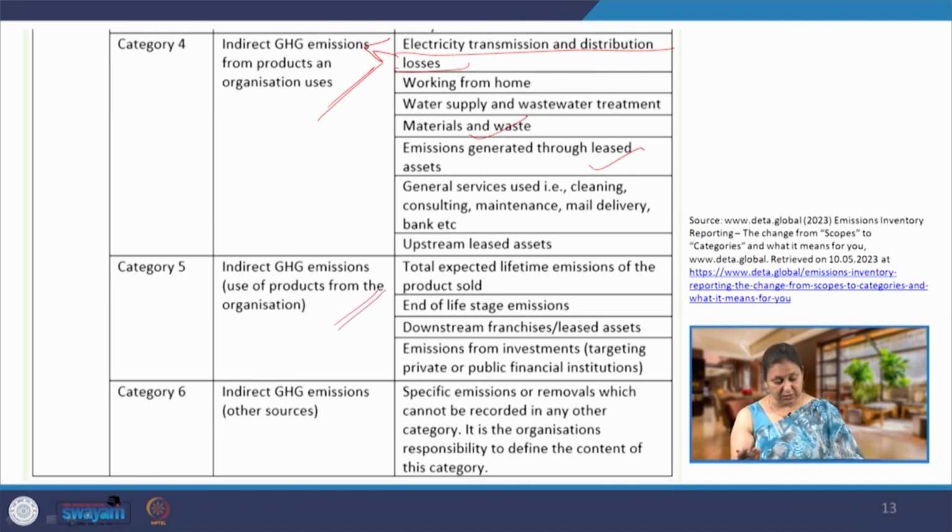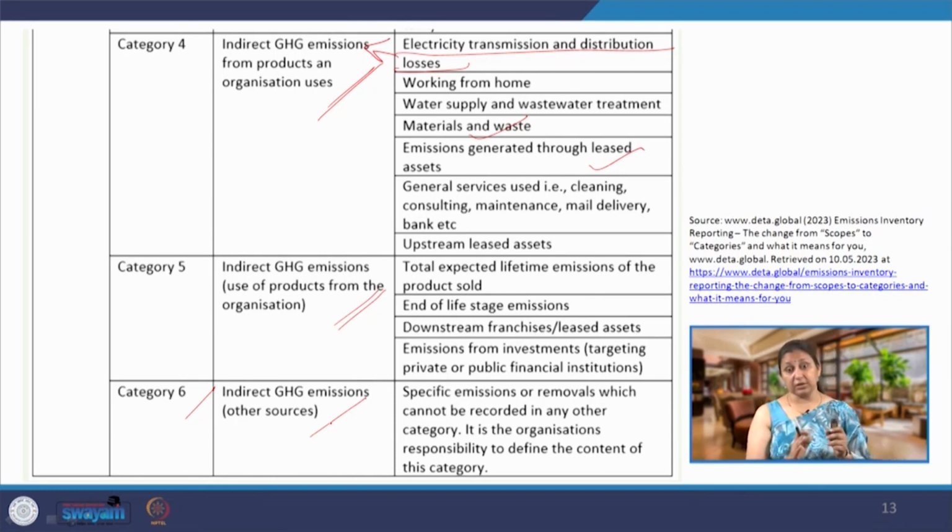Emissions from investments. So, here we are largely looking at the financial institutions. The financial institutions may not be generating any direct or indirect emissions as such, but the kind of projects and products they have invested in will also bring them the category 5 emissions, which will be covered in the scope 3. And the last category, category 6, is from all other sources. So, specific emissions or removals which cannot be recorded in any other manner, they have been put in category 6.